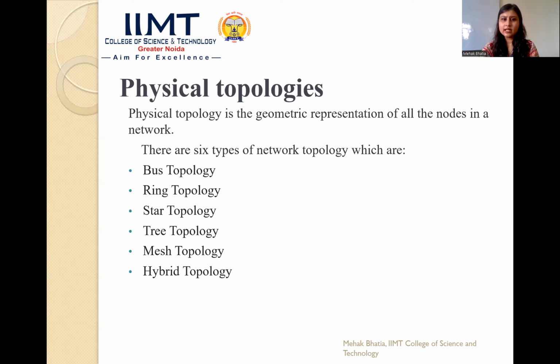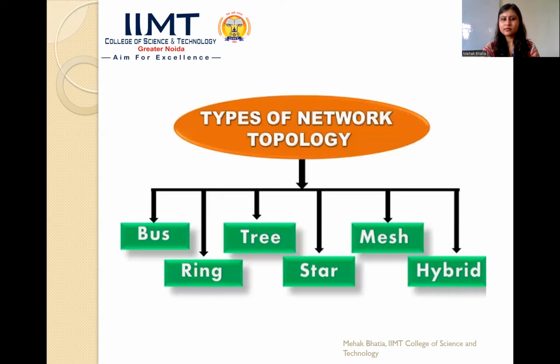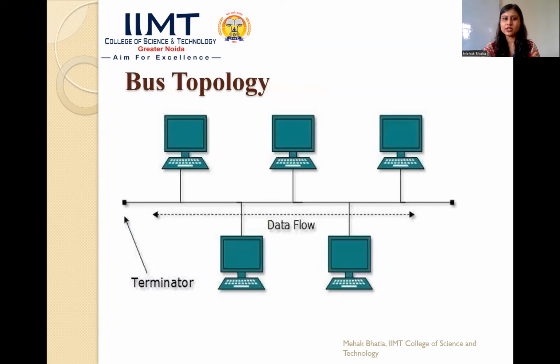A physical topology is the geometric representation of all the nodes in the network. There are 6 types of physical or network topologies, which are bus topology, ring topology, star topology, tree topology, mesh topology, and hybrid topology. We are going to discuss all these 6 network topologies in detail. We will start with the very first topology, which is the bus topology.